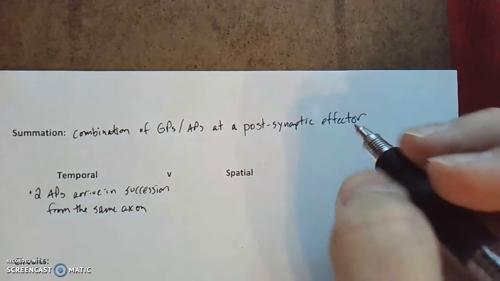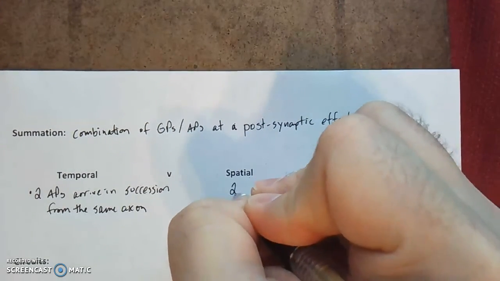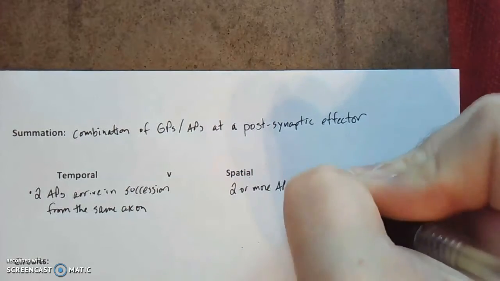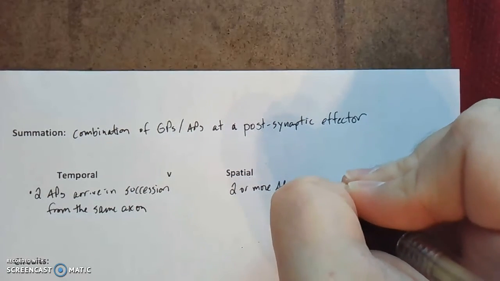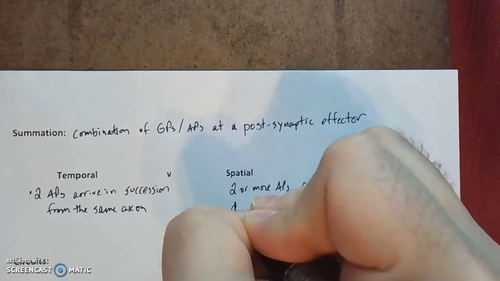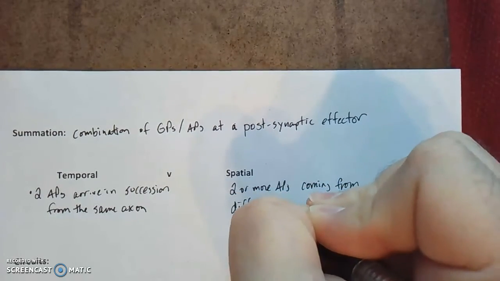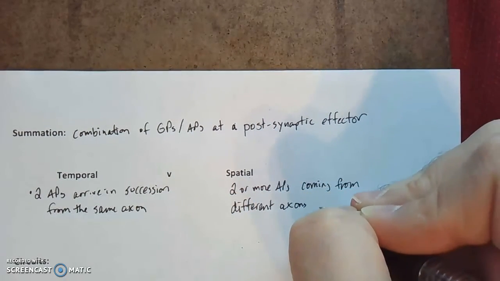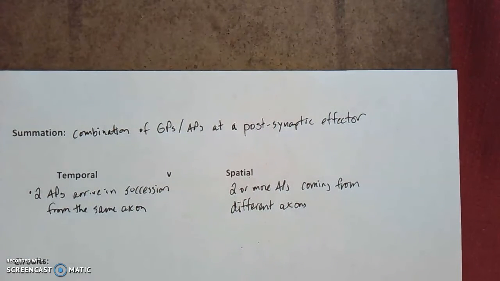Spatial deals with space. So here we have two or more action potentials coming from different axons. So this is very common in the central nervous system, where we might have input coming in from several different areas into one neuron. If some of them are excitatory and some of them are inhibitory, they can cancel each other out. If they're all excitatory, they will cause something to occur. If they're all inhibitory, they would cause it not to occur.